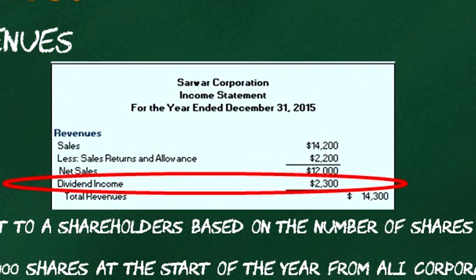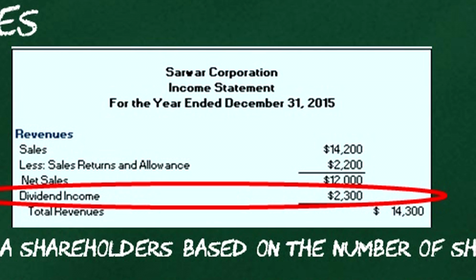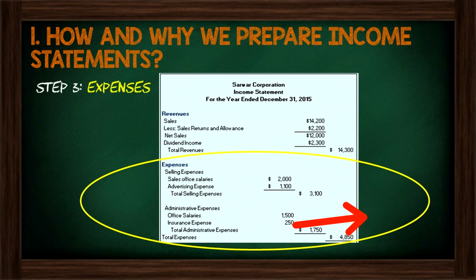So then all we got to do now to calculate total revenues is just take our net sales of $12,000, add that to our dividend income of $2,300 to arrive at our total revenues of $14,300. So the next step is to list and add up all of your expense accounts. Okay, we add up all of our expense accounts except for income tax. Okay, income tax is the only exception here, and it's a rather special case.